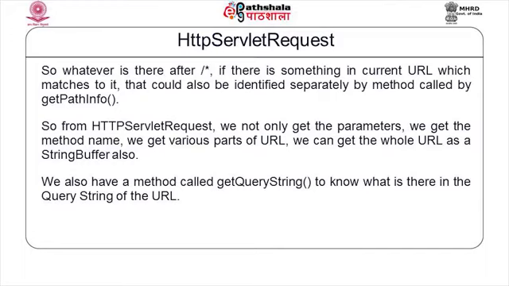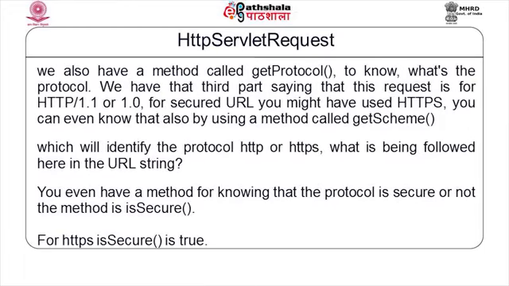So, if we have an HttpServletRequest, we can not only get the parameters, which is anyway from the super interface, but we can get the method name, we can get the whole URL as a StringBuffer, and we can get the various parts of the URL: the part which identifies the application name, the part which identifies the servlet, and the additional path if it is there.